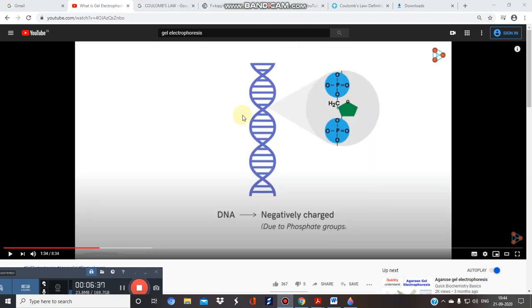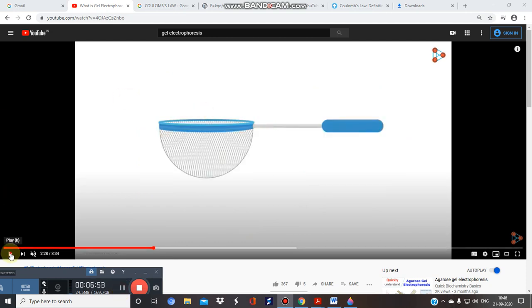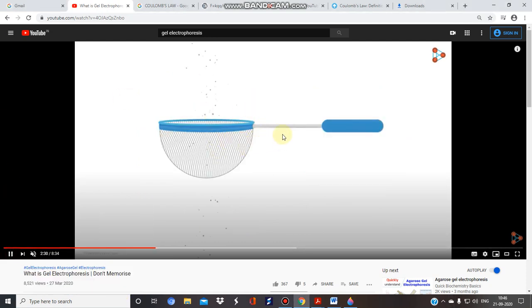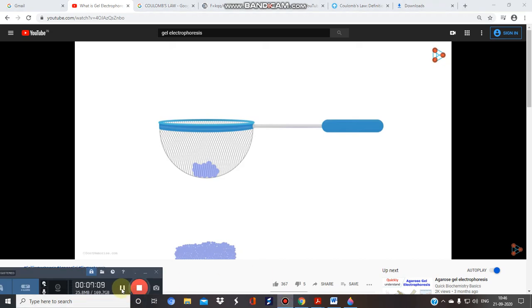So first of all, let's see what the charge on our DNA is. DNA is negatively charged due to the presence of the phosphate group. And generally, the gel used in gel electrophoresis is an agarose gel, which we obtain from different seaweeds. Just see this animation a bit. Look at this. This is a sieve we are using here, and we pass different types of particles, and it will retain only those particles that are bigger than the sieve openings. So the same applies to gel electrophoresis.